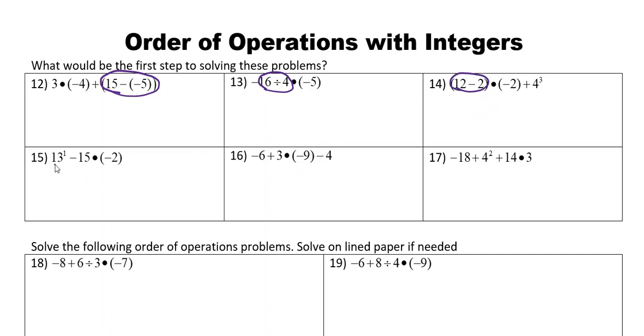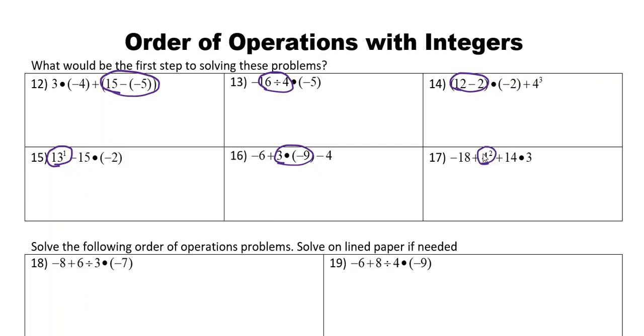For this one, you're going to do the exponent. There's no grouping in this one, just a fake out grouping. There's no exponents, so you're actually going to multiply. And then for this guy here, I have to do the exponent.